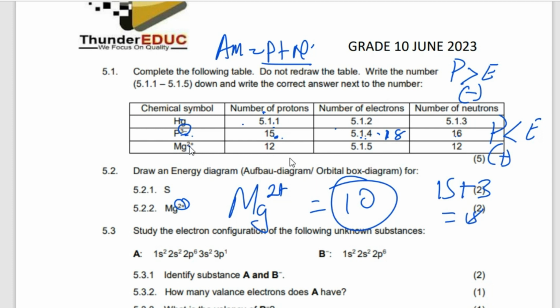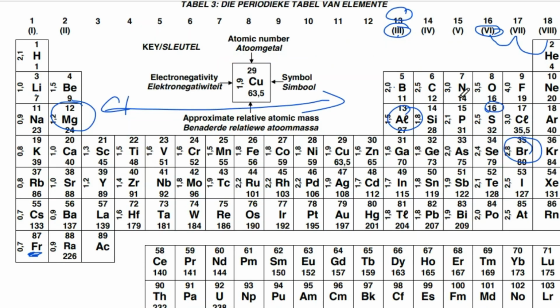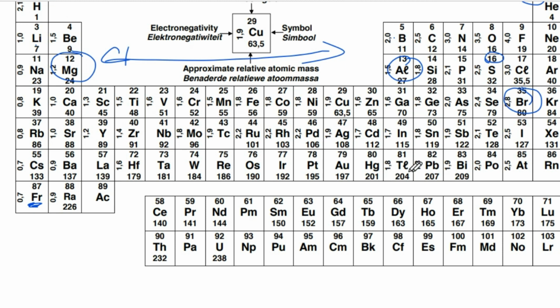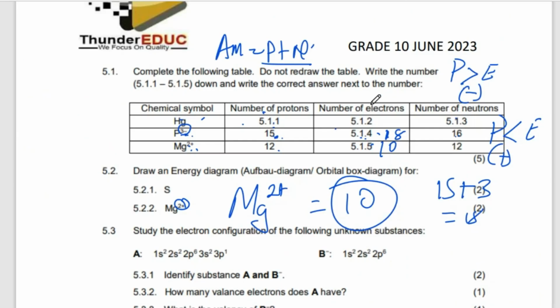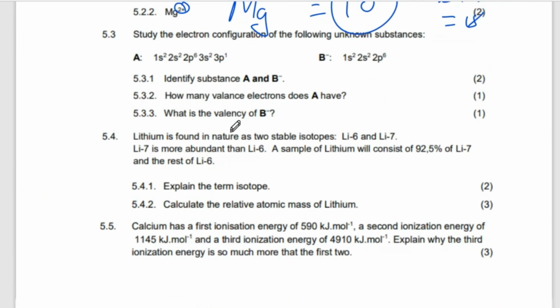And then you go to this one. It has lost 2. So this and this must be the same, but now it has lost 2. So it's going to be 10, because positive means lost. What about mercury? Go to the periodic table and look for mercury, then you'll find the numbers you are supposed to put there, because they didn't put any conditions.